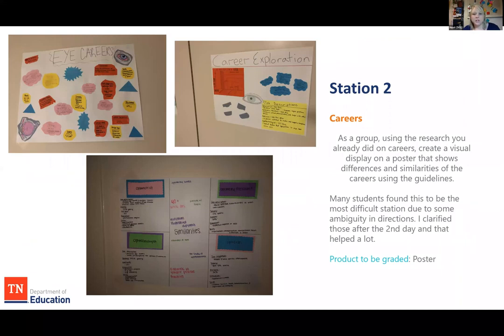My second station was careers. We had already had an assignment where each student was given one of the ophthalmology careers to look up. Because I knew I was going to do this, I made sure each student in the group had a different career. When they came together, they pulled out the worksheet from that career, and each student offered information so they could compare and contrast these different ophthalmology careers.